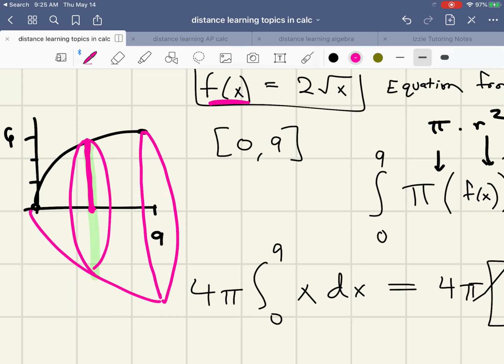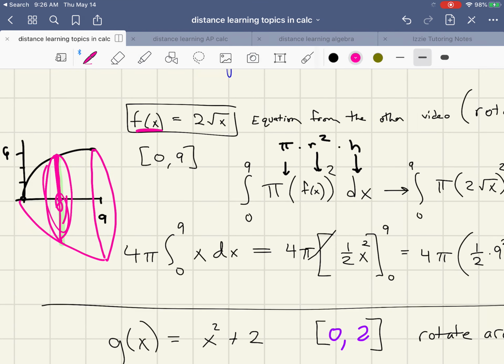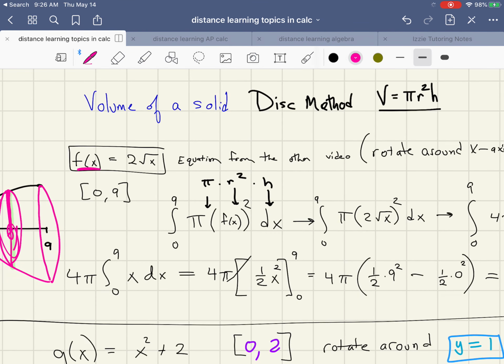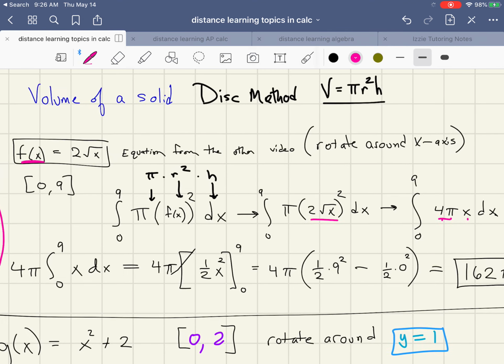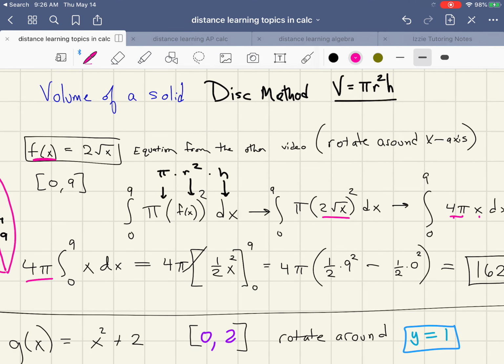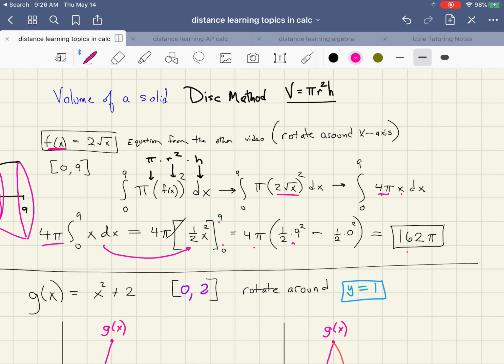We rotate it around. We find the area of each of these circles, add them all up, and we get our answer. So we square 2 root x, we get 4x, keep the pi in there, factor out the 4 pi, integrate, evaluate, multiply, and we get 162 pi.